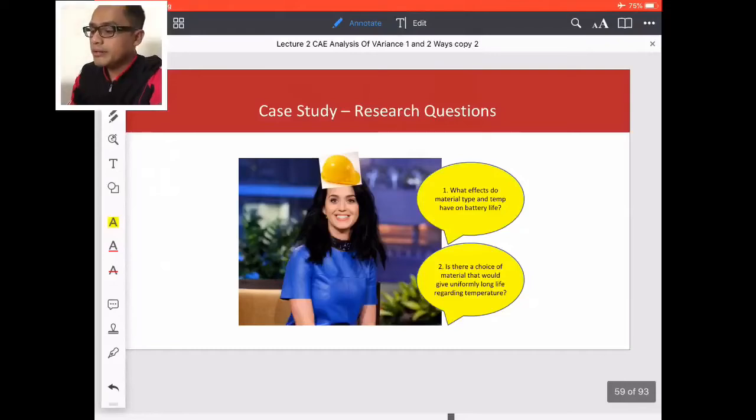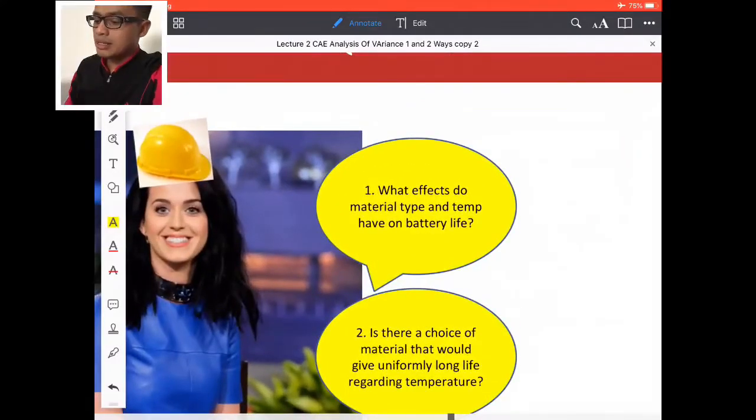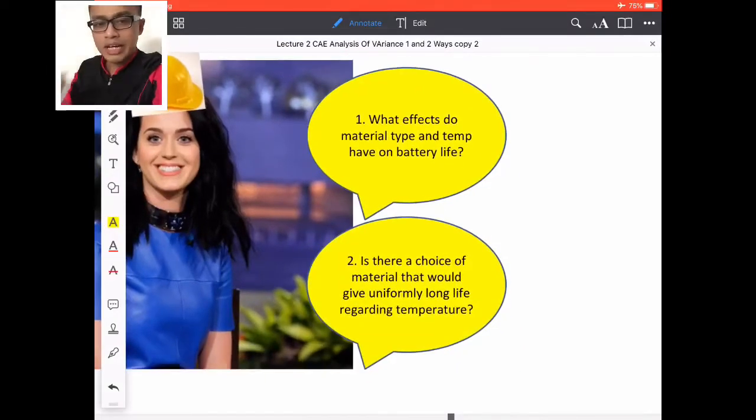Okay, now the research question, because all questions must have an objective. So what is the objective of the research question in this case? The first one: what effect does material type and temperature have on battery life? Does it increase the battery life? Does it reduce the battery life? And number 2, is there a choice if I can combine this material, maybe 1, 2, and 3, I combine them and make a better battery out of it? So these are the things that she's looking for in this study.